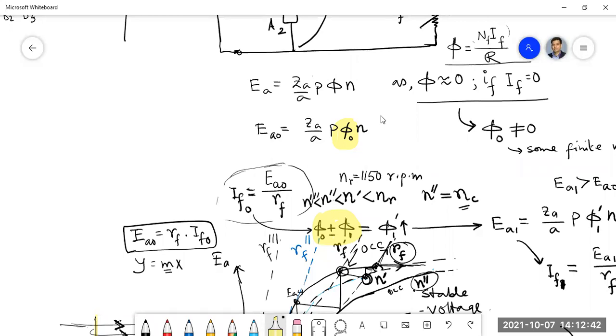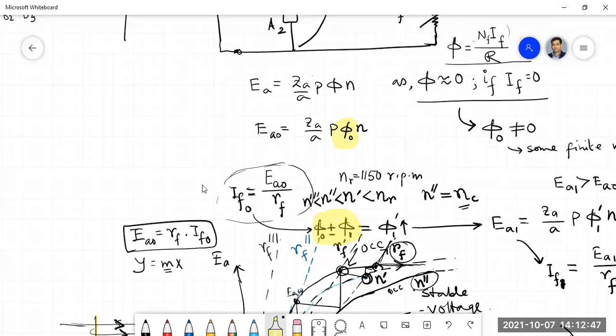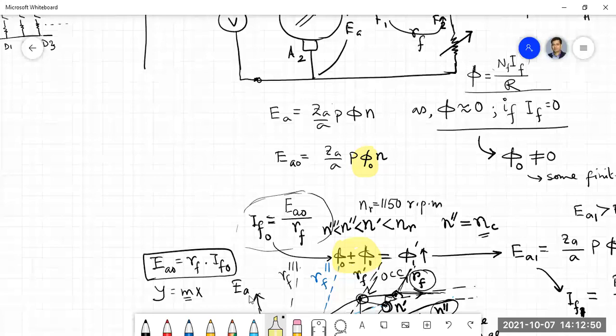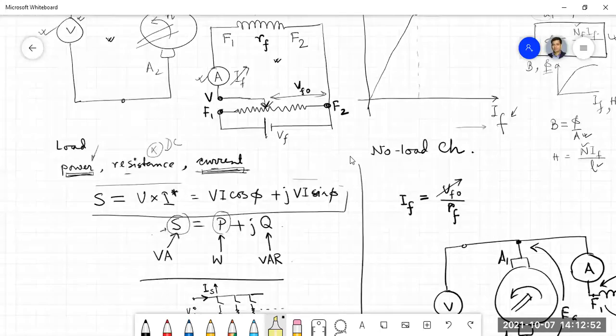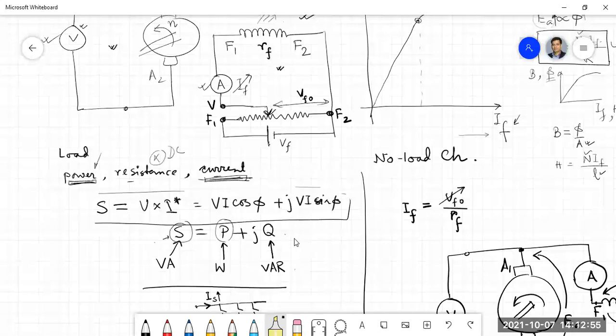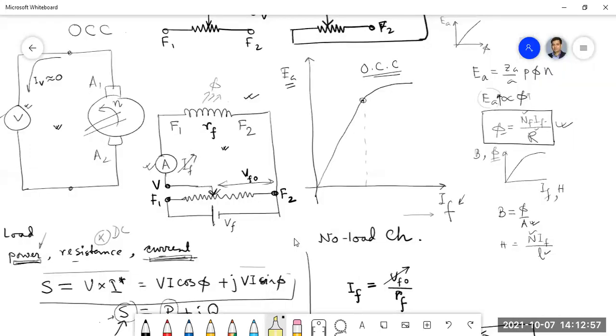Have you understood? Then the DC shunt generator open circuit characteristics and the separately excited generator open circuit characteristics. Can you tell me the difference? Anybody? Or any point you want to mention here about two OCCs. One OCC we obtained for the separately excited DC machine that I discussed in the last class. Another OCC we obtained today for shunt excited DC generator.